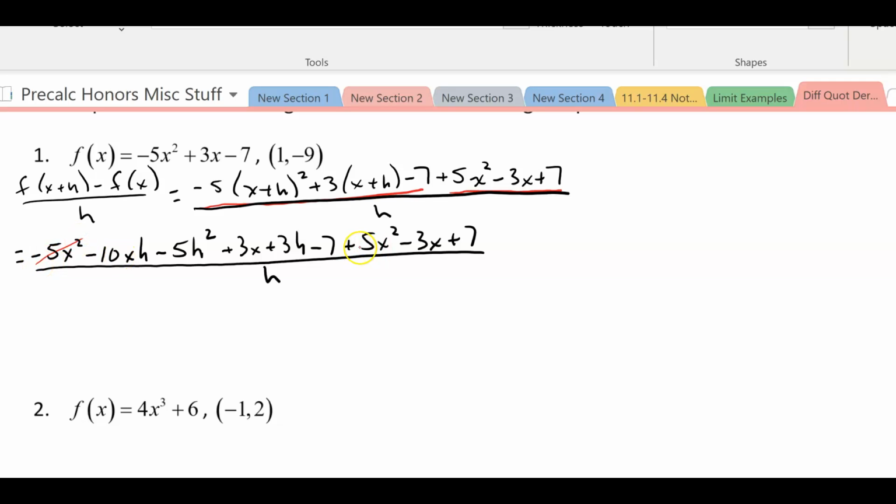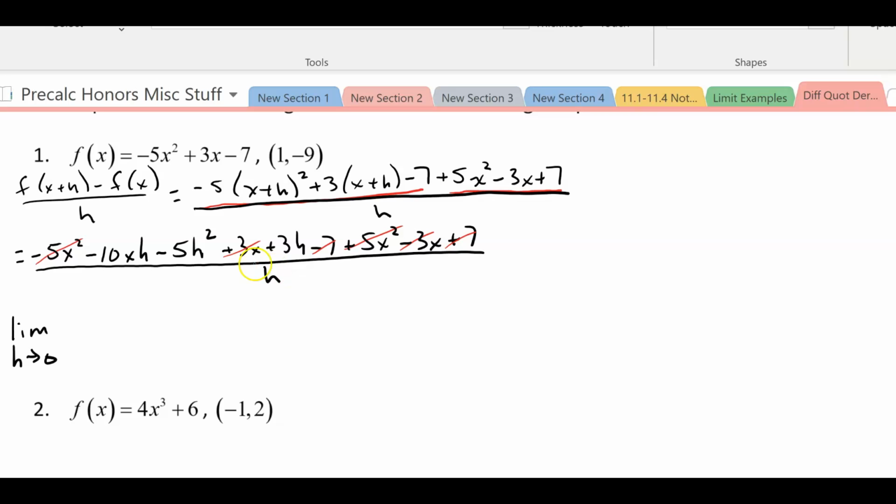Negative 5x squared and positive 5x squared. I have 3x and minus 3x. Negative 7 and positive 7. So then everything that's left has an h in it, so I'm going to divide out this h. So when I divide this first term by h, I'm going to put my limit now. So now I'm going to have the limit as h approaches 0.